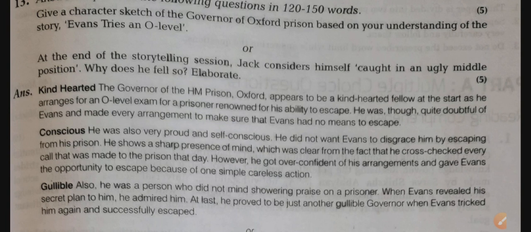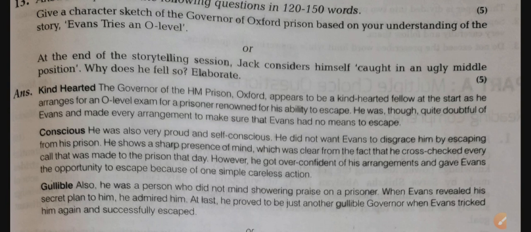Gullible. Also, he was a person who did not mind showering praise on a prisoner. When Evans revealed his secret plan to him, he admired him. At last, he proved to be just another gullible governor when Evans tricked him again and successfully escaped. So it means we can say a simple person, gullible you can say, who can be easily fooled. So the governor was like that also.